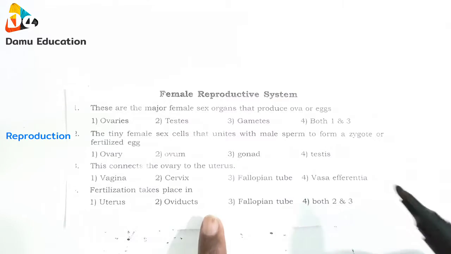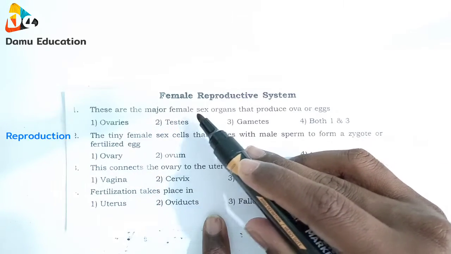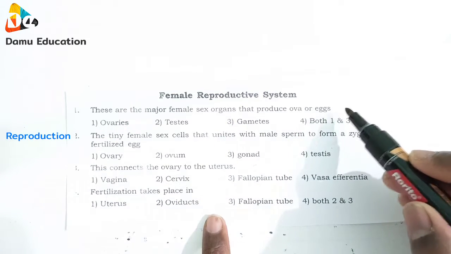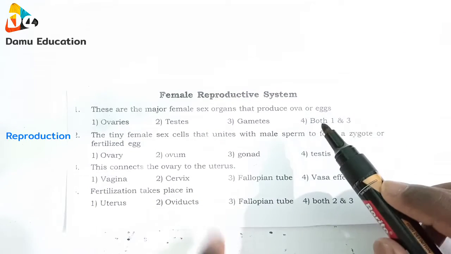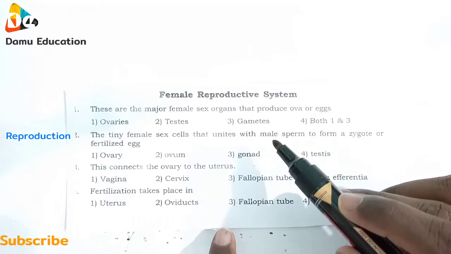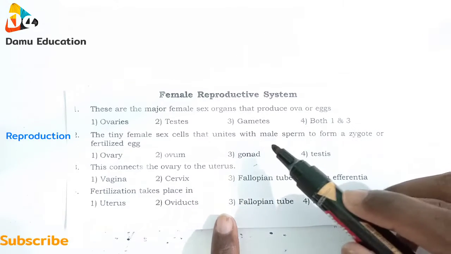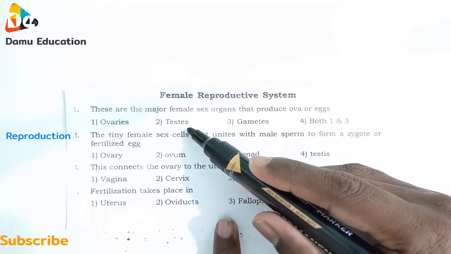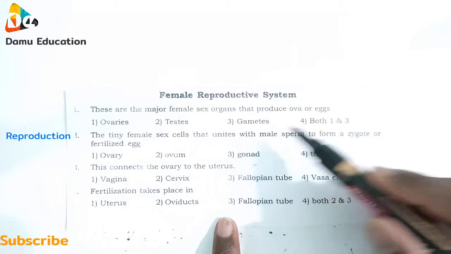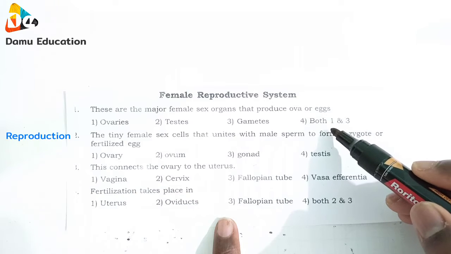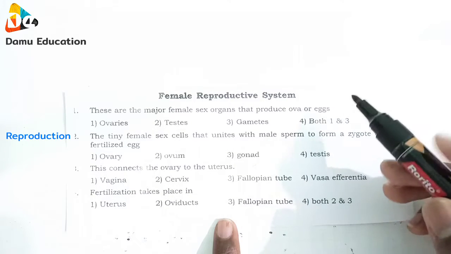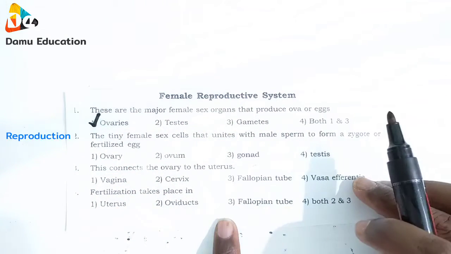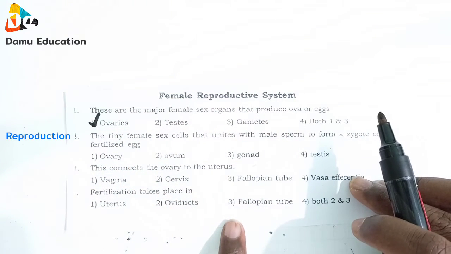Here you can observe, these are the major female sex organs that produce ova or eggs. Eggs we can also call ova. So which one produces them? Ovaries, second one testes, third gametes, fourth both 1 and 3. We know that ovaries will produce eggs or ova.